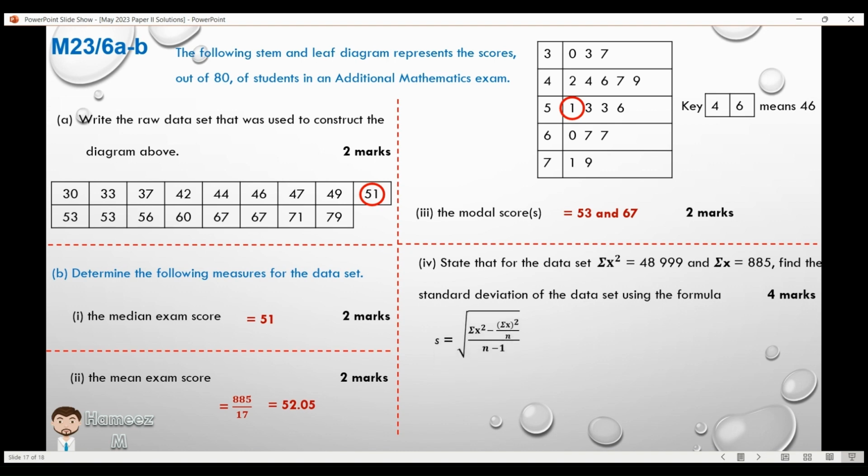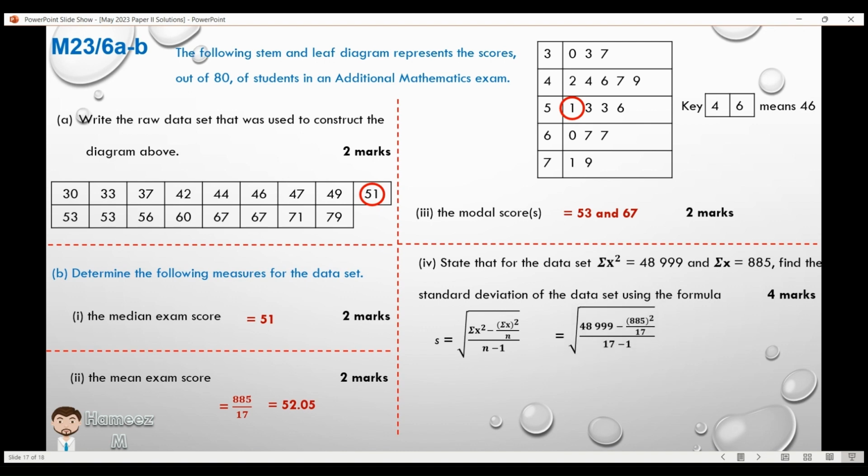So the formula is such that the standard deviation is equal to the square root of sigma x squared minus sigma x all squared over n, all over n minus 1. N is the number of terms, which in this case is 17. So we simply have to substitute because they gave us sigma x squared, which is each of the terms squared and then finding the total.